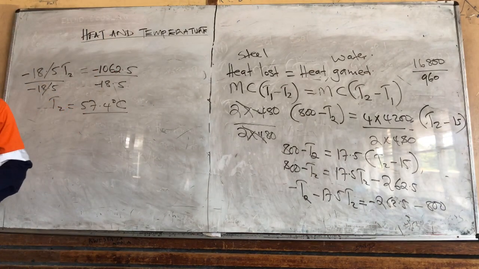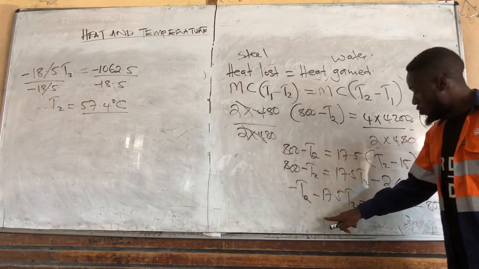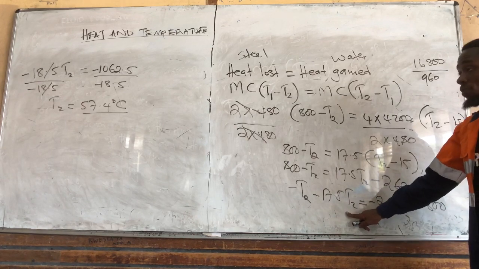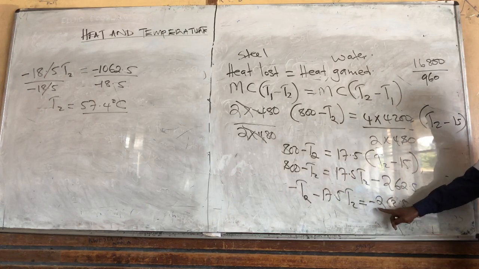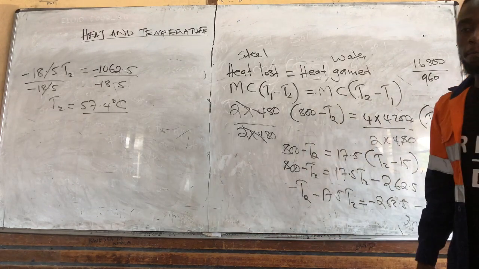So you're asking me how I got this value. Here, this is the same as negative 1 minus 17.5, which is negative 18.5, right? Then negative 262.5 minus 800. So that was the answer there. Then you just divide, so that will be the answer.